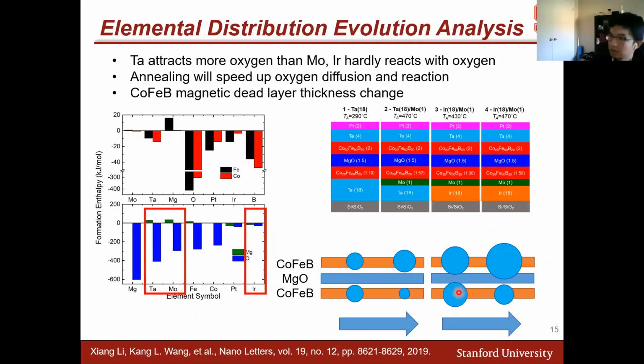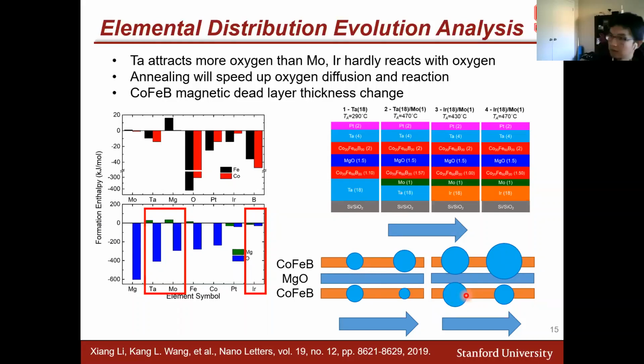And lastly, we have to explain the difference between this 2 and 3. That is because we swapped the tantalum with iridium. Iridium, if we remember, does not interact with oxygen. So in this case, all the oxygen that was absorbed by the tantalum here will diffuse to the top two layers. That's why you get an increase of oxygen content in these two cobalt boron layers. This trend is consistent with what we observed in the experiment.